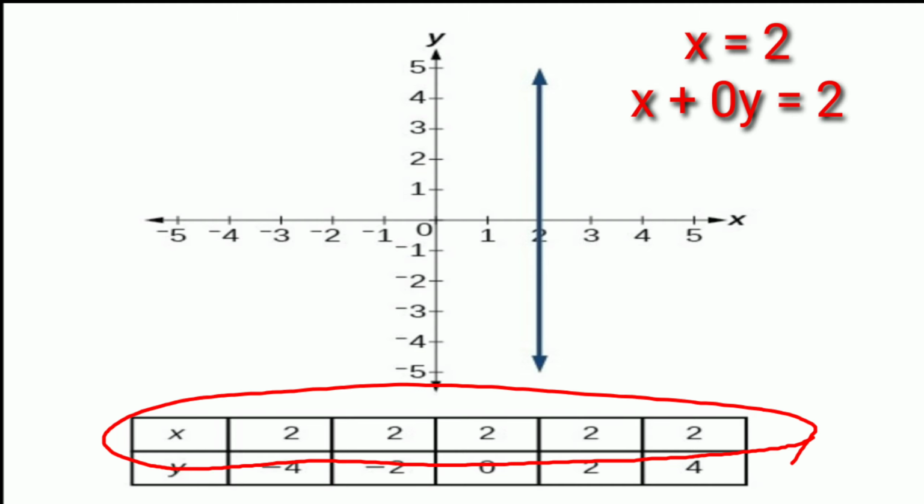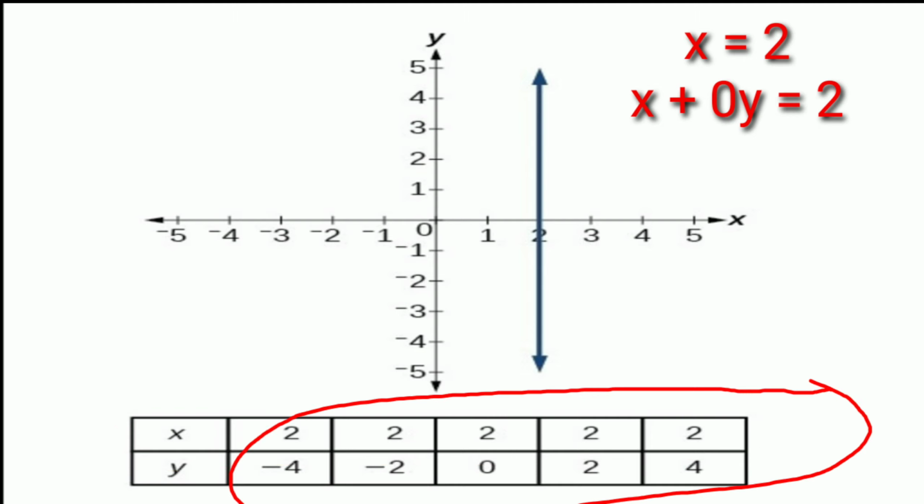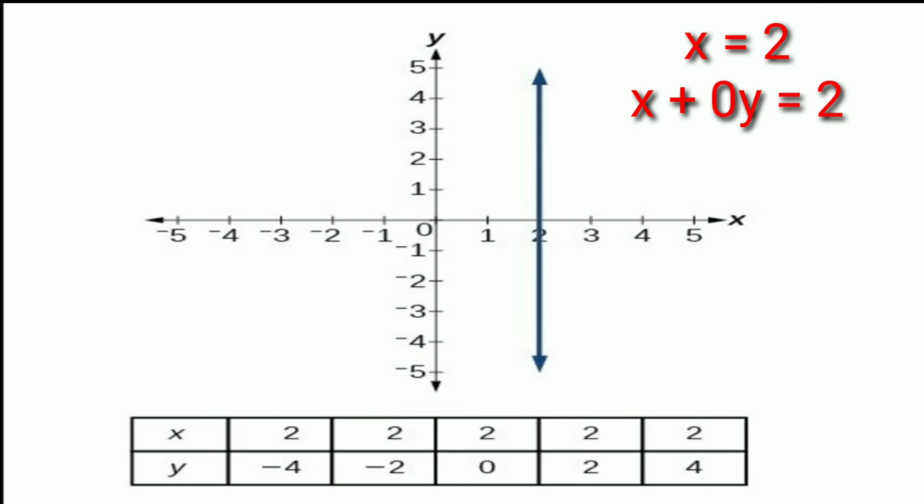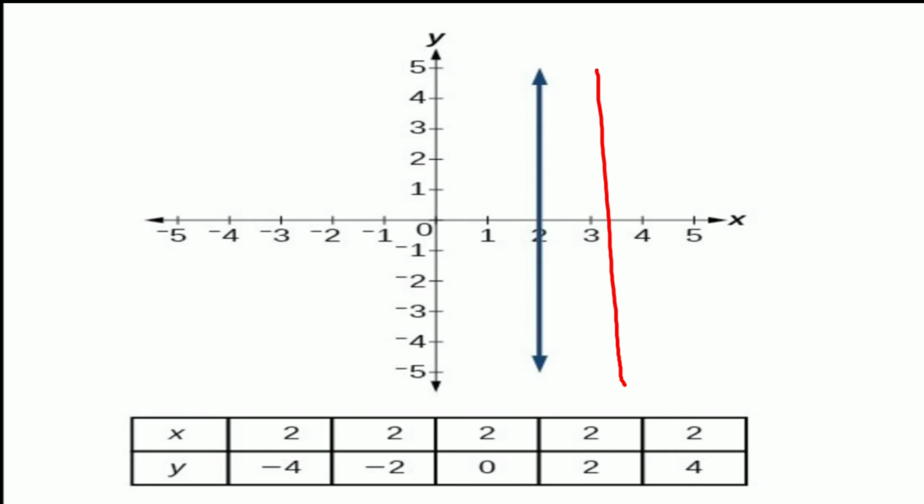So now we have the ordered pairs (2, -4), (2, -2), (2, 0), (2, 2) and (2, 4). Plot them on a graph and draw the line joining each point. We will have a vertical line shown like this. This is also a special case of a linear equation.